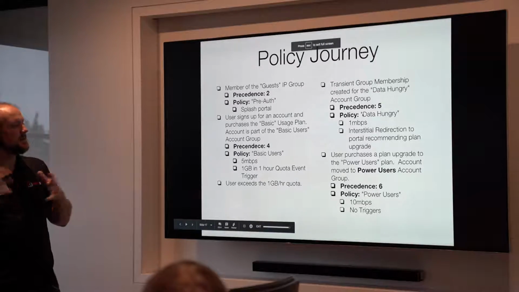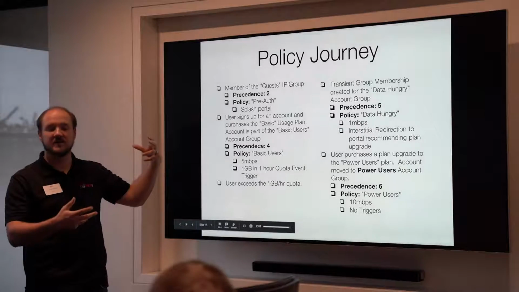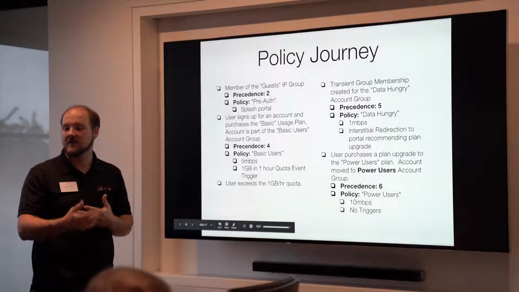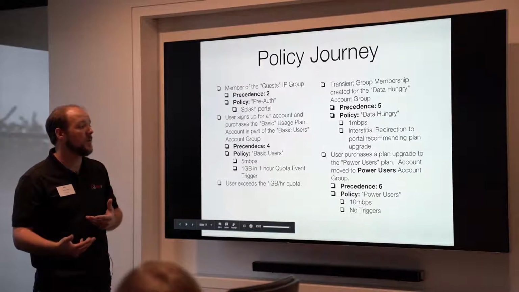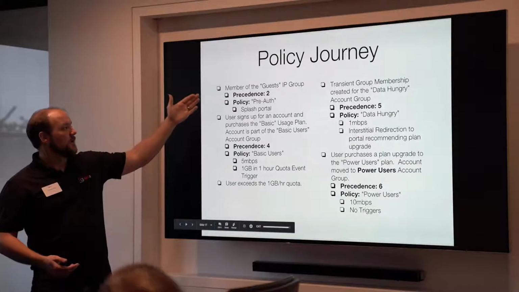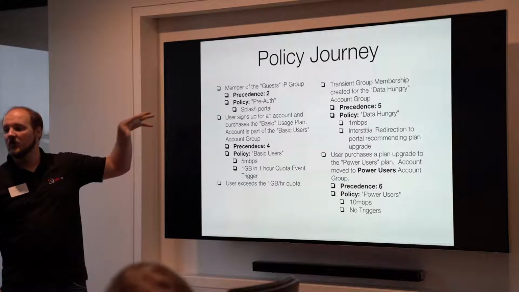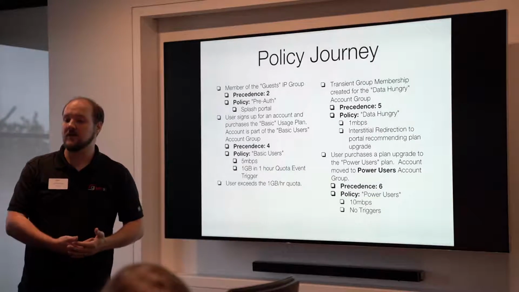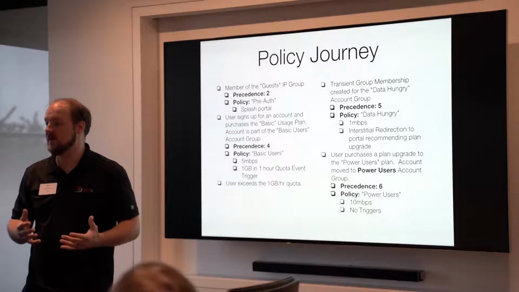Basically what I had intended to show you is the process, kind of from start to finish, as a device onboards to the network, signs up for an account, and then their policy changes as different things happen on the network. So when you first connect, you get put into an IP group, and that IP group has a precedence value. All of the groups in the RxG have a precedence value.